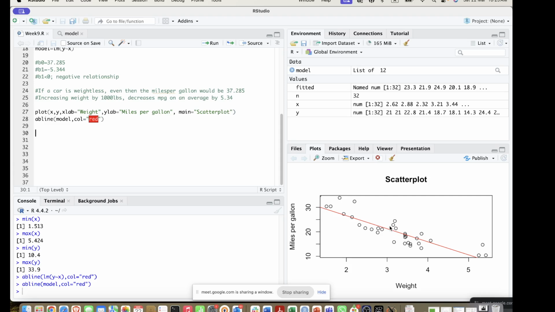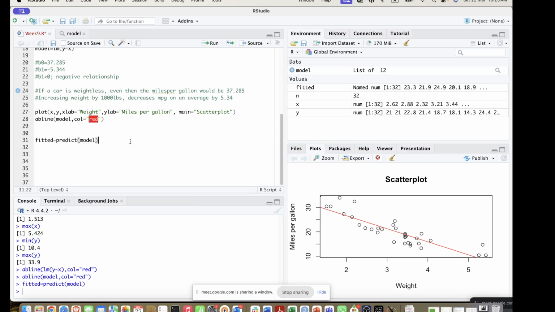Okay, now we also know how to get y pred, or the fitted value, or y hat. So fitted equal to predict model.